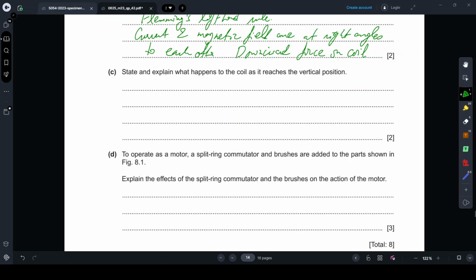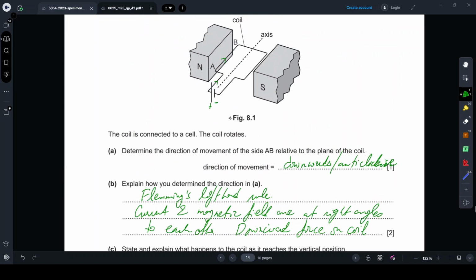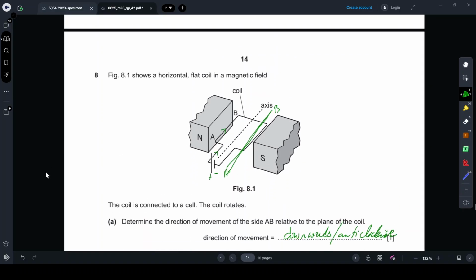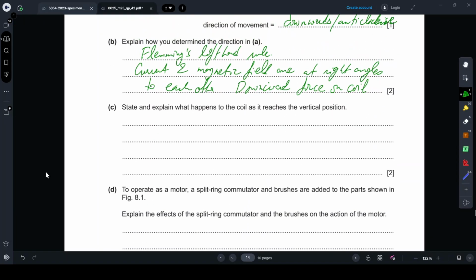So state and explain what happens to the coil as it reaches the vertical position, right? So when it's over here and vertical, right? AB. Okay. So what happens to the coil when it reaches the vertical position?